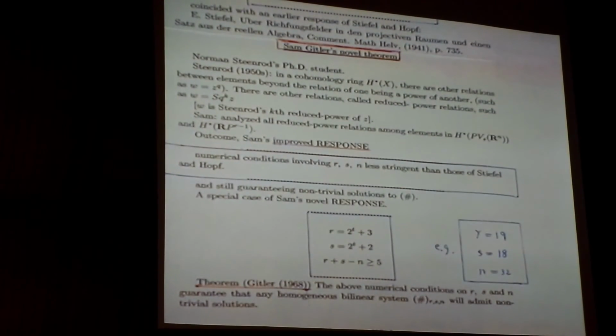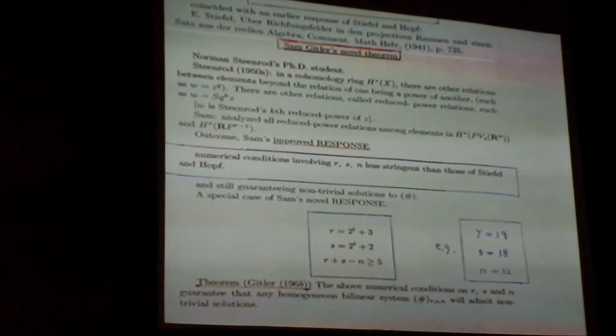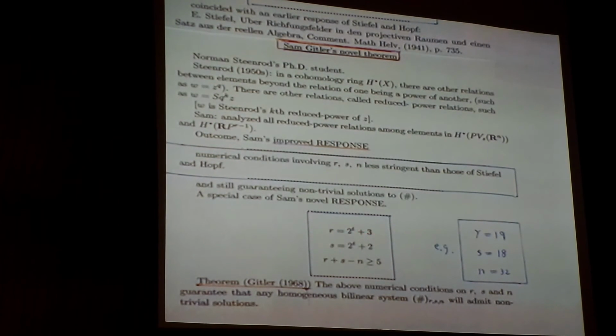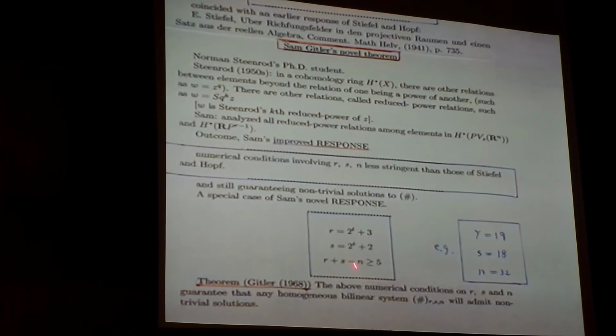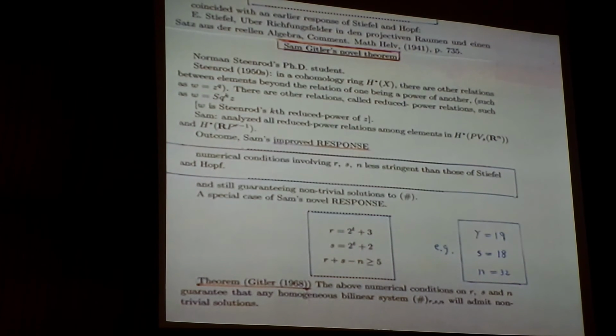All right. For example, specializing from some of the cases, this is one of Sam's improved conditions. R, the number of x variables, is equal to 2 to the power of t. And S, the number of y unknowns, is equal to 2 to the same power plus 2. And then R plus S minus N is bigger than or equal to 5. This is one of the conditions copied out from Sam's paper. I simplified it a little bit. This particular case might also occur in other places, but this is a valid condition.